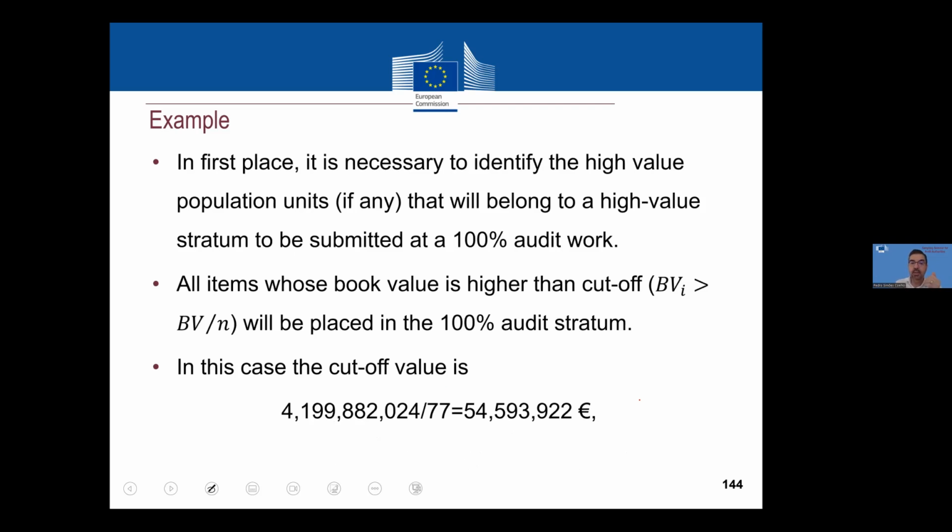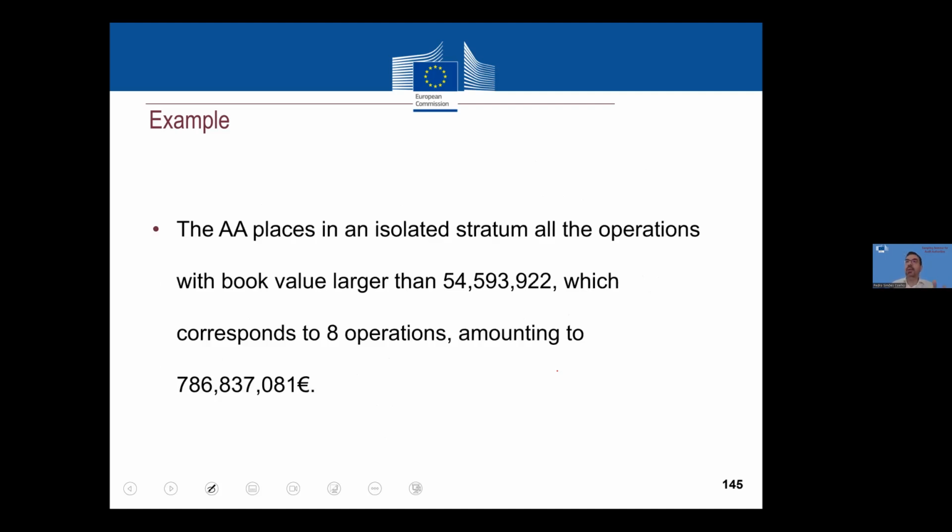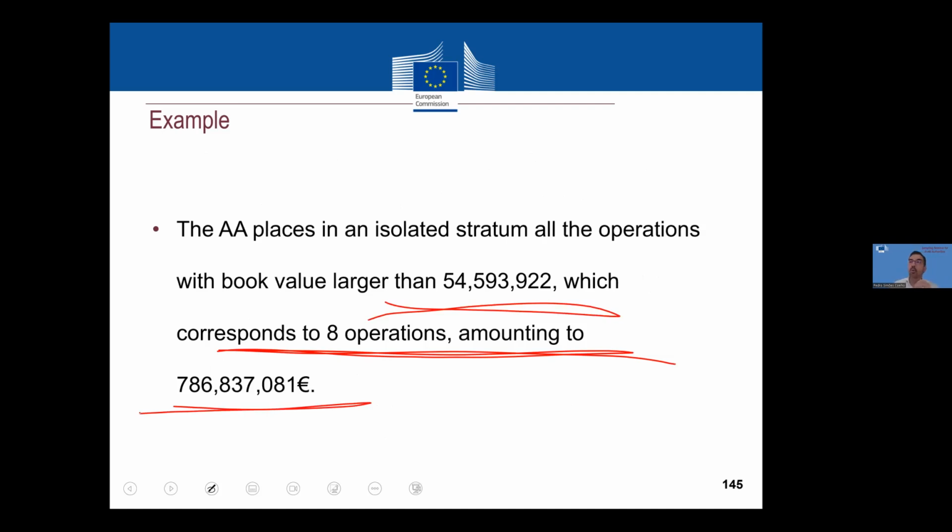So first thing is to separate the high value items from the low value items. And for that, we need to calculate this ratio, the total book value of the population divided by the sample size, 54.6 million euros, which means that any operation in this population whose individual book value is larger than 54.6 million euros will be moved to this high value stratum. By the way, in my example, let's imagine that I have found 8 operations with book value larger than this threshold, with the total book value among these 8 operations of 786 or 787 million euros.